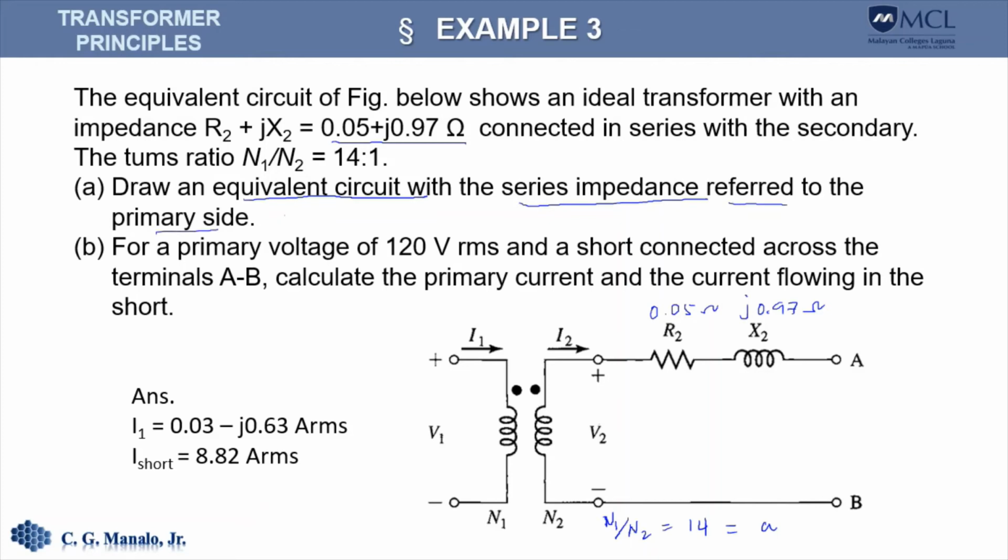Okay, so that means we'll be transferring or reflecting this impedance to the primary side. Also in question B, the primary is connected to the source while the secondary terminals AB is shorted. So we're required to determine the resulting current in both the primary and secondary windings.